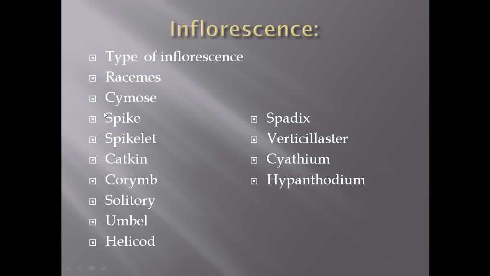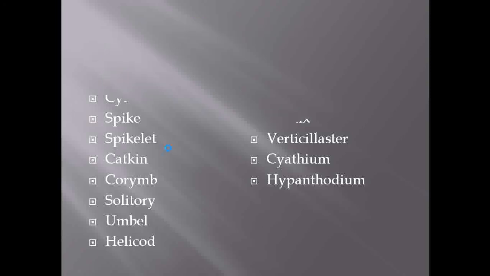The spike type of inflorescence means the flowers are sessile. The spikelet type of inflorescence is observed in Gramineae family members. Then the catkin type of inflorescence is like a cat tail, for example Acalypha. Then the corymb type of inflorescence. Solitary means a single flower, for example hibiscus. Then umbel type of inflorescence, helicoid, spadix, verticillaster, for example ocimum. Then xanthium and hypanthodium. So these are the different types of inflorescence observed in plant species.